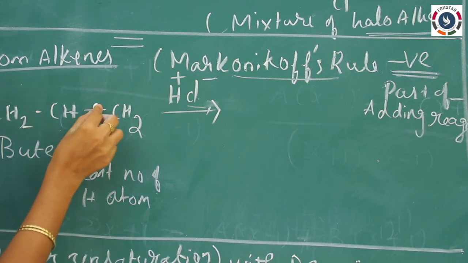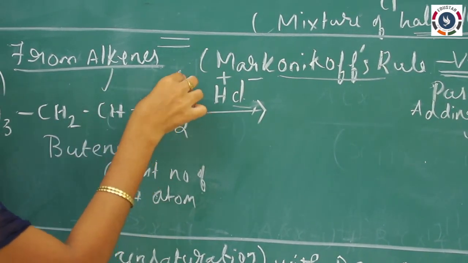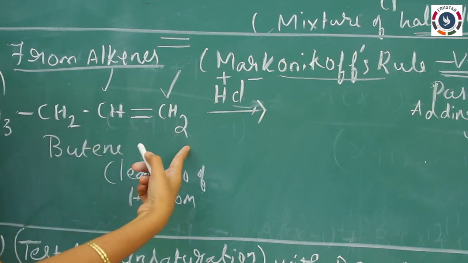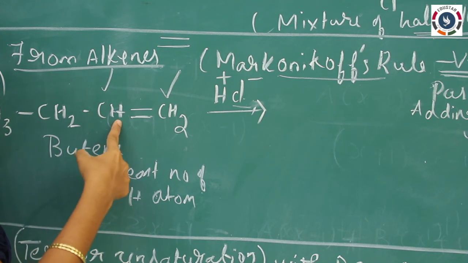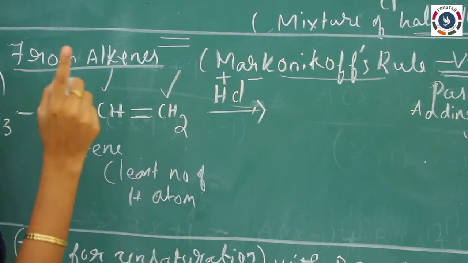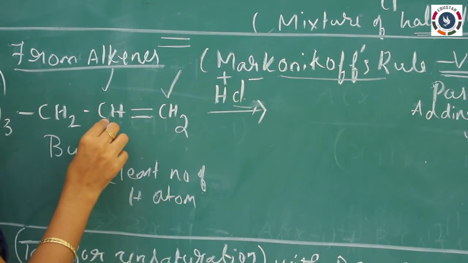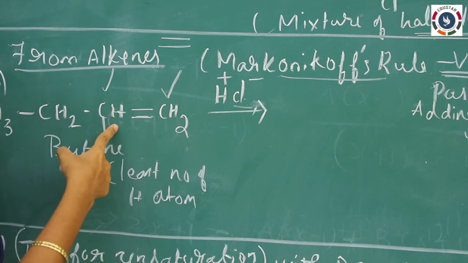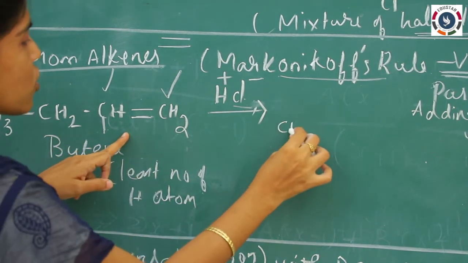Here the carbon double bond is present between this carbon atom and this carbon atom. On comparing these two carbon atoms, we can simply say this carbon has only one hydrogen and this carbon has two hydrogen atoms. So the Cl prefers to add to this carbon atom because it has the least number of hydrogen atoms. Shall we write the product?